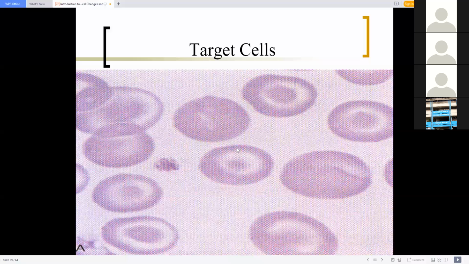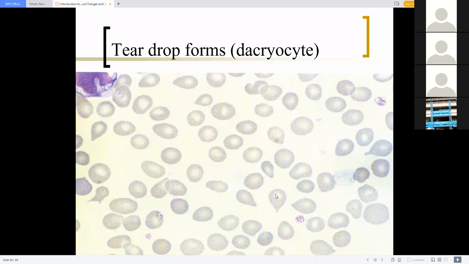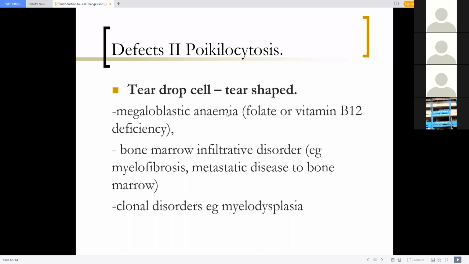So these are teardrops, and they look like a tear. They look like a tear that's just about to drop. Another name for teardrops is dacrocytes, all right? So you can see these teardrops, okay? And usually teardrops are seen in several conditions, right? I've put a list of conditions there.